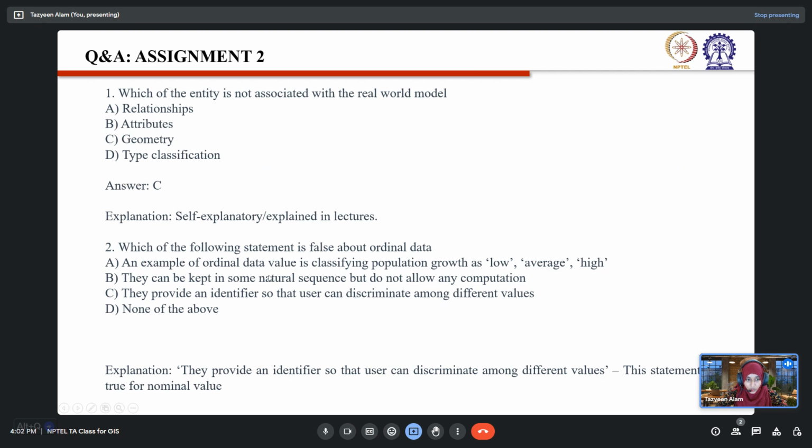Question 2 asks, which of the following statements is all about ordinal data? A. An example of ordinal data value is classifying population growth as low, average, high. B. They can be kept in some natural sequence but do not allow any computation. C. They provide an identifier so that user can discriminate among different values. And D. None of the above. So the answer is C. They provide an identifier so that the user can discriminate among different values. So this statement is true for nominal value.